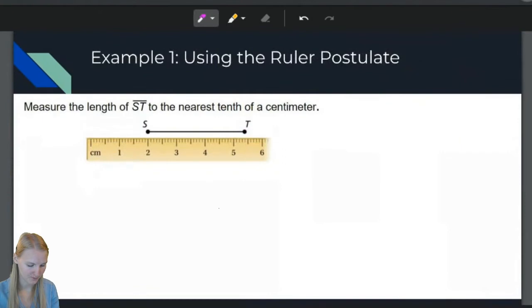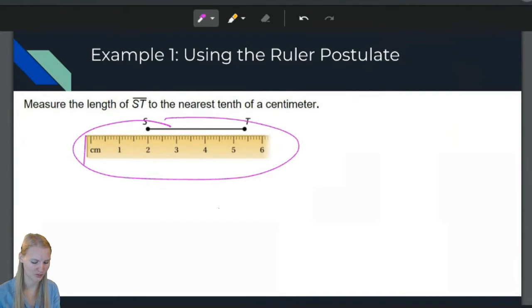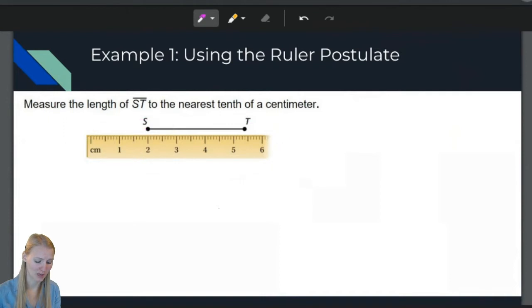The first, I thought, was a little silly the first time I saw it. Like, why is the ruler over here? Why don't you just put the beginning of the ruler where S is? And I was talking to my husband about this. This example is dumb. Why would they do this?